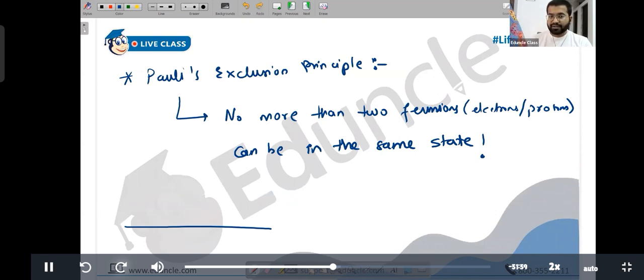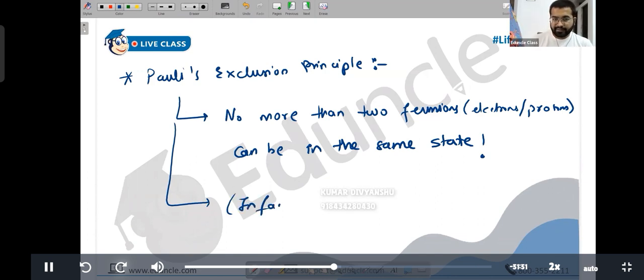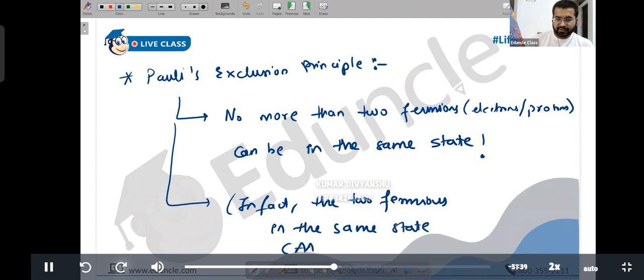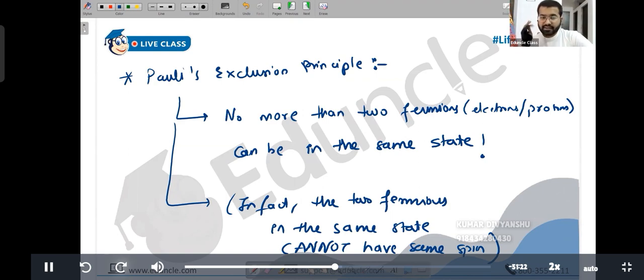Even the 2 fermions that will be there in the same state cannot have the same spin. That's also important. So one must be upspin, other must be downspin. And apart from that, they are completely identical. The two fermions in the same state cannot have the same spin.